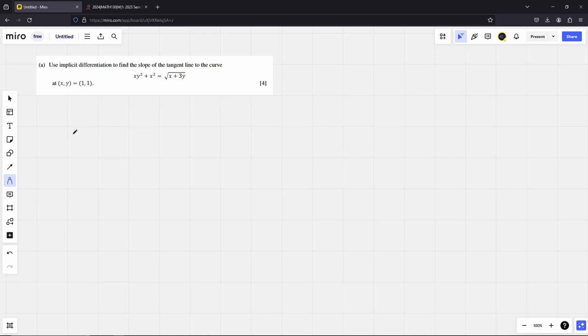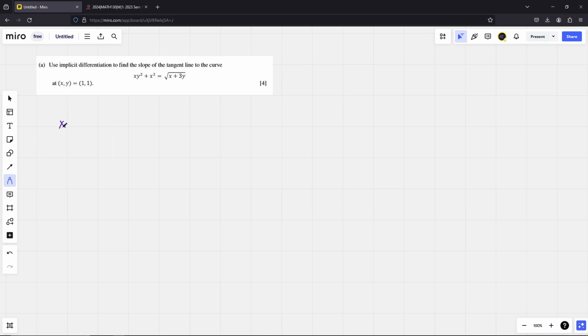Okay, so today we have an implicit differentiation problem from the 2023 semester 1 test 3, and it says use implicit differentiation to find the slope of the tangent line to the curve, and we have our curve or our equation, and it says at the coordinates x, y, 1, 1. So the first thing we're going to notice is that we have a product rule between x and y squared.